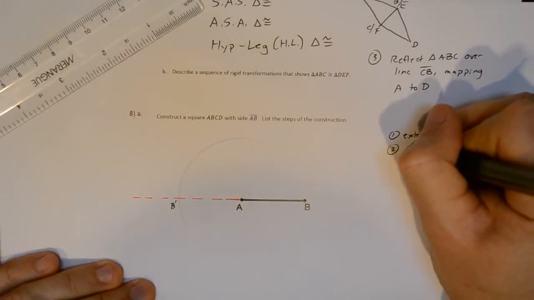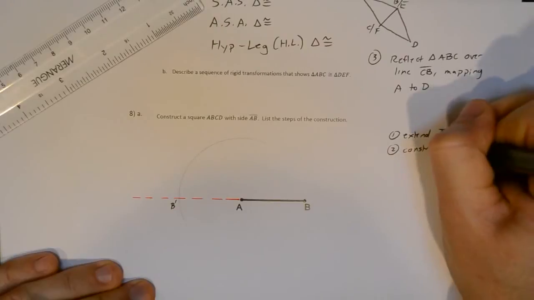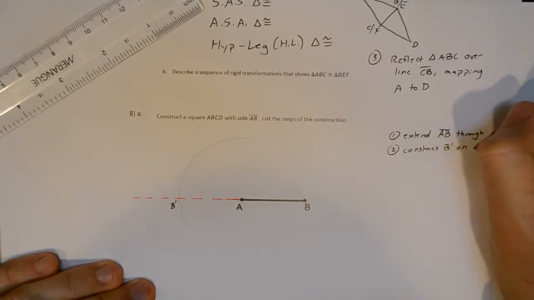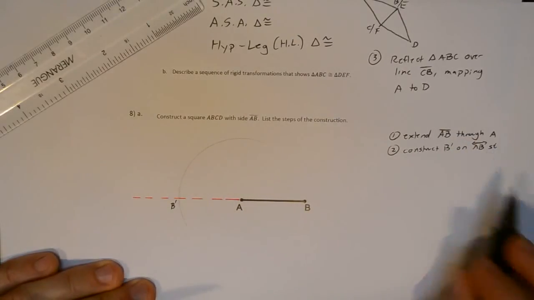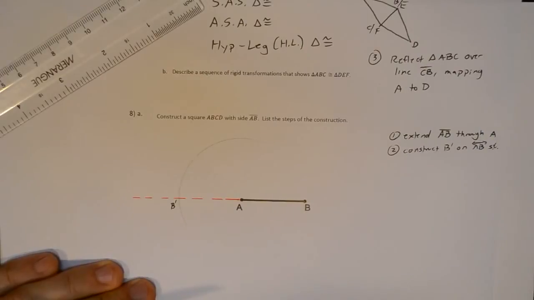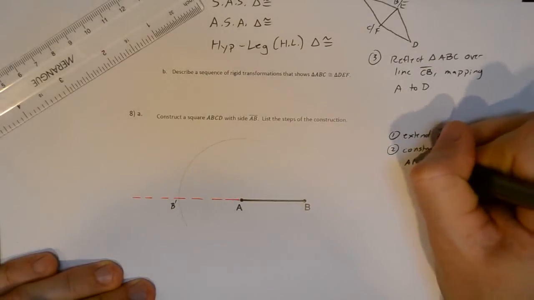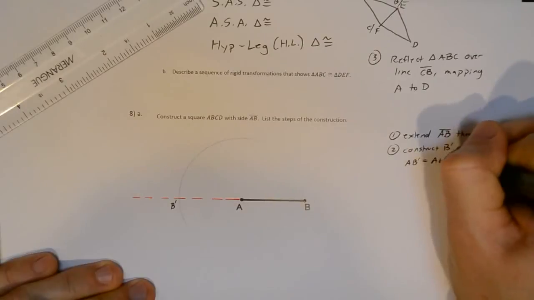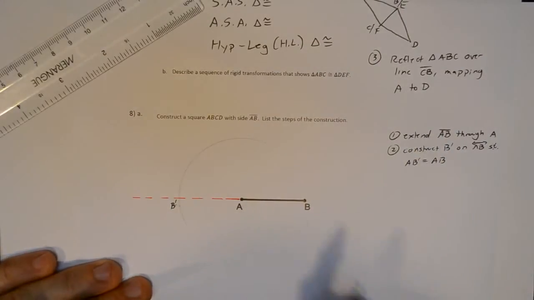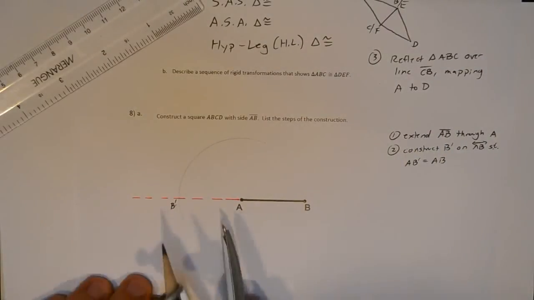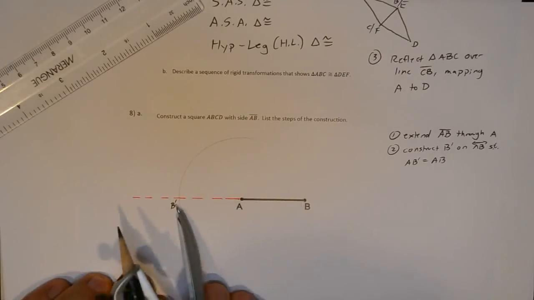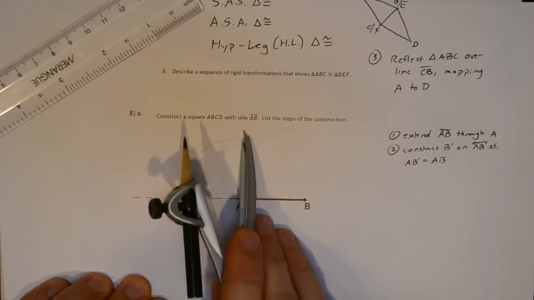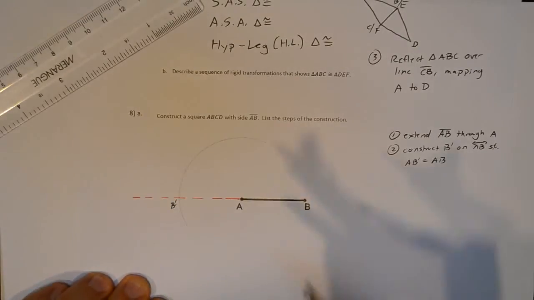So construct B prime on line AB such that, S.T. means following this particular condition, such that AB prime equals AB. All right, so that's equidistant from A. And now I'm in a good position to create my perpendicular bisector, right? Because if I do a perpendicular bisector of B and B prime, that's going to give me a line perpendicular to AB right through point A.